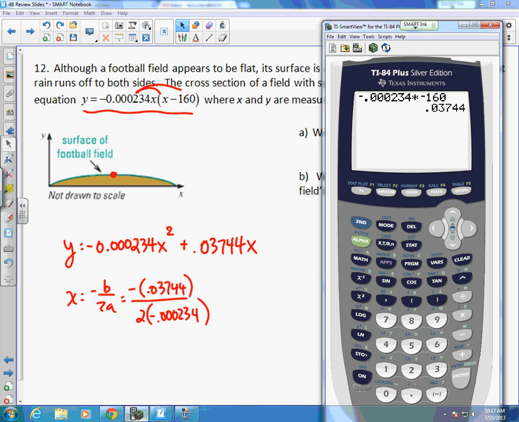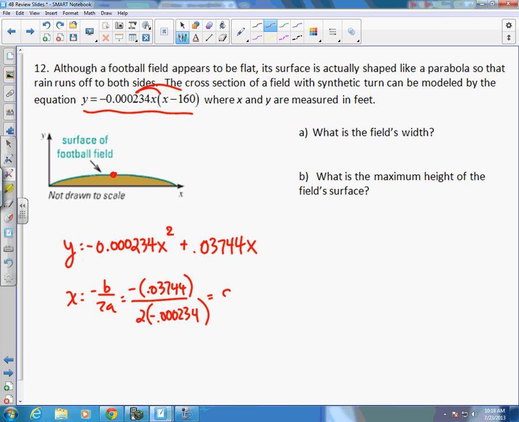So I get negative that divided by, and I'm going to take 2 times negative 0.000234. Okay, and just like I said, be systematic about it, and you should be able to get the answer, which actually comes out kind of pretty, which is 80. So that's kind of nice, 80 feet. It says measured in feet. So x is 80, so now y equals negative 0.000234 times 80 squared plus 0.03744 times 80.